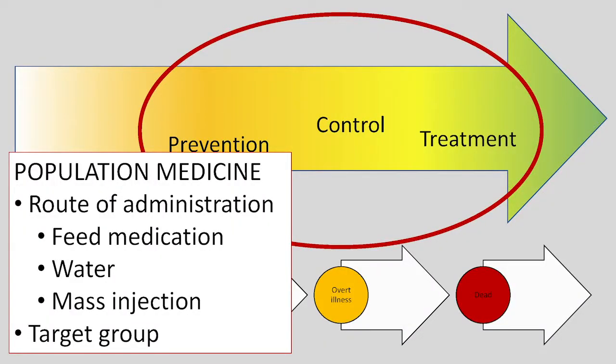So when we talk about prevention, control, and treatment, I'm an epi, I'm a production medicine type of person. I am thinking population medicine. When we do that, in general, the only feasible way to get the medication in these animals is either through feed, water, or mass injection. And mass injection is often not a very palatable way.